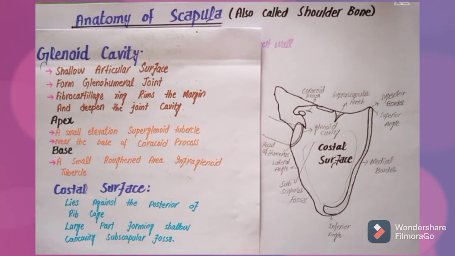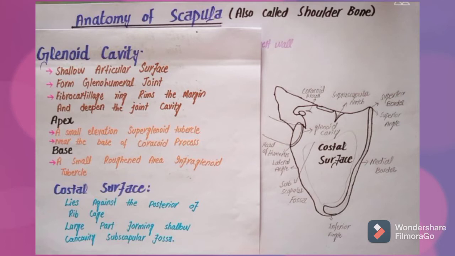Fibrocartilage ring plays an important role in deepening the joint cavity. The glenoid cavity has a superior apex and inferior base. There is a small elevation called the supraglenoid tubercle near the base of the coracoid process at the apex of the glenoid cavity, and there is a small roughened area inferior to the glenoid cavity which is called the infraglenoid tubercle.